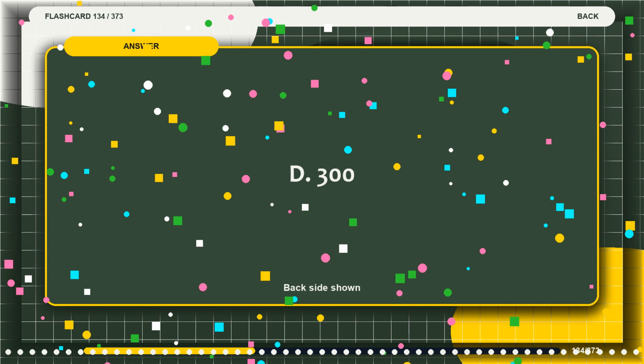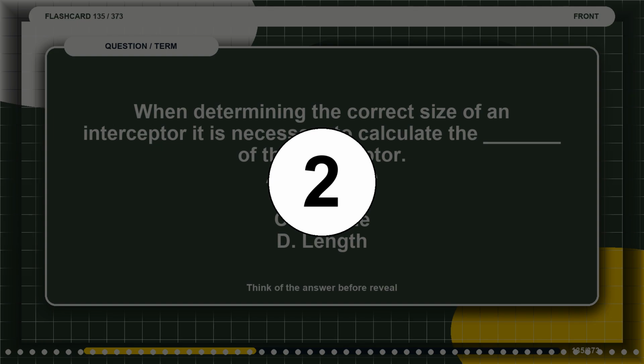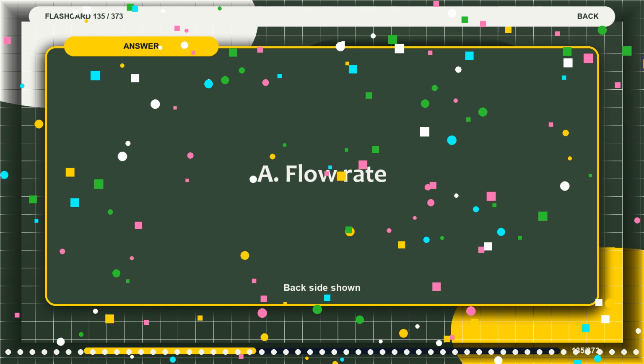The answer is D. 300. Flashcard 135. When determining the correct size of an interceptor, it is necessary to calculate the blank of the interceptor. A. Flow rate. B. Depth. C. Volume. D. Length. Think of the answer before the reveal. The answer is A. Flow rate.